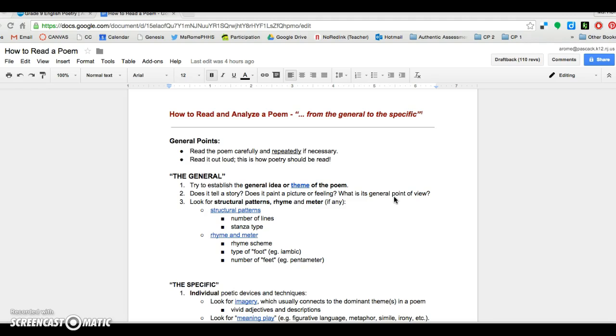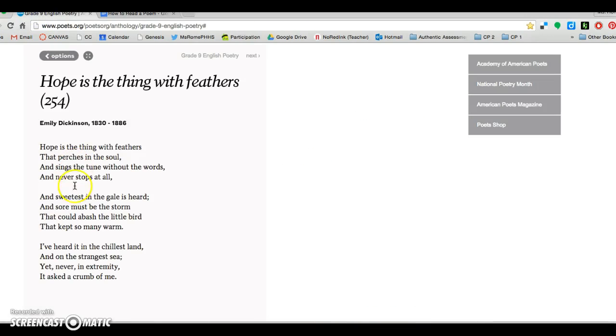Does it paint a picture or a feeling? Absolutely. We get an idea of what Hope is like to her. She paints a picture by using a lot of comparisons, which we'll talk about in a second. And it creates a feeling of positivity, but one that's fleeting, that could fly away at any moment. And what is the general point of view? It's absolutely first person, and we can see this through her use of "I" and "me."